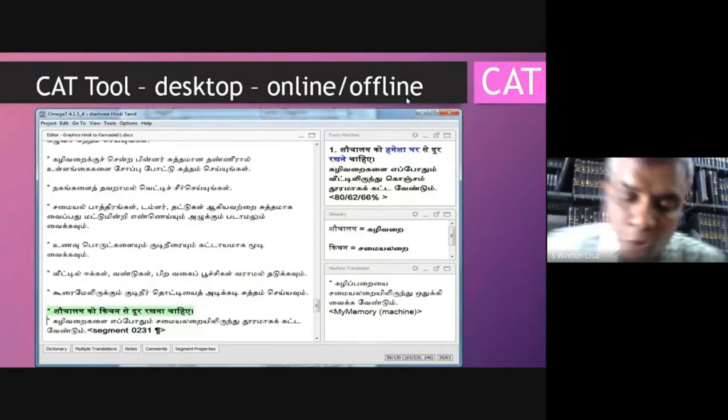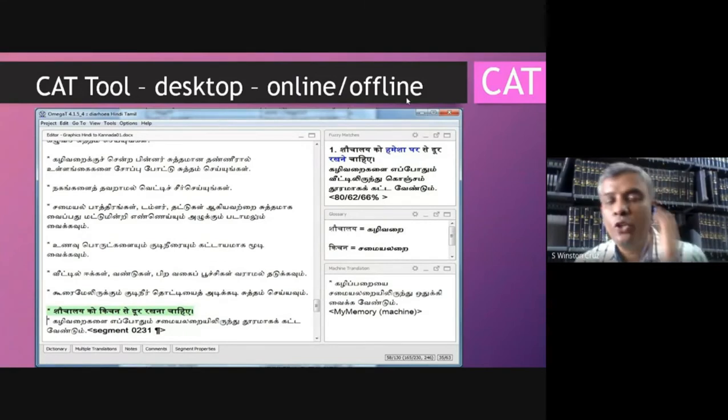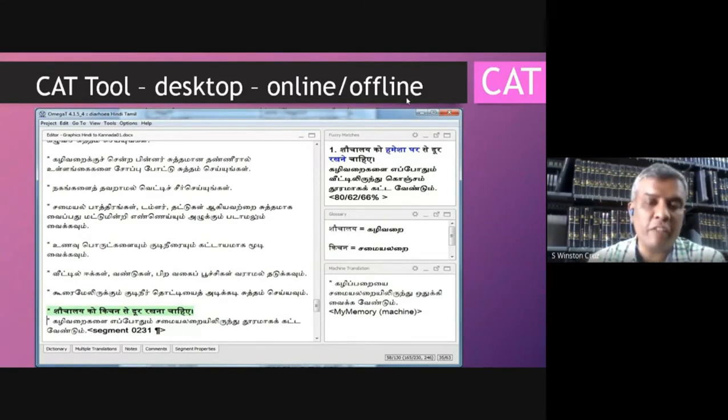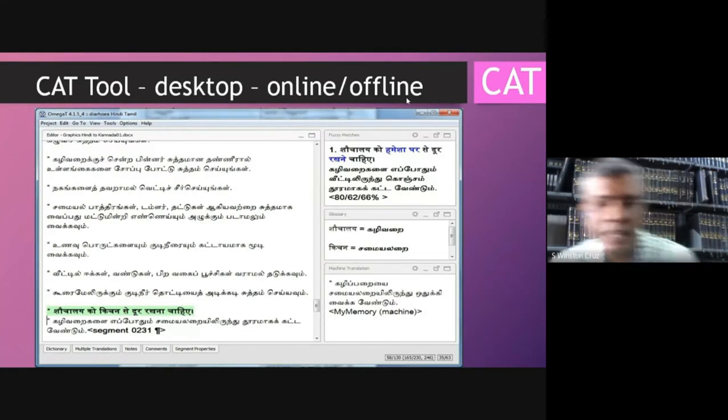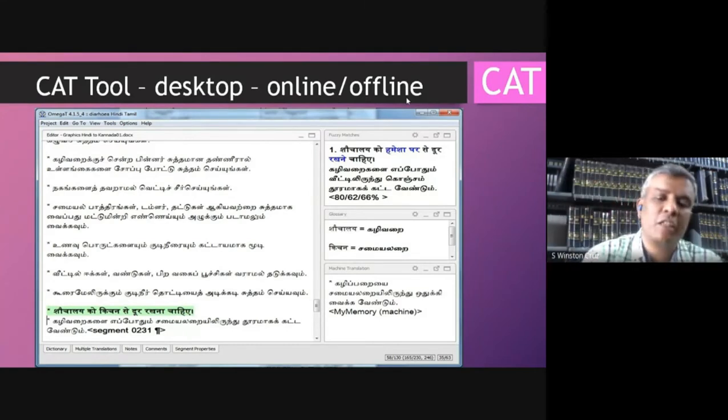So if there are 4 words in a sentence, and you have 3 words matching, that means it's a 75% match between the 2 segments. If two words match, it is 50%. It will be like that. So that is the fuzzy logic that it will bring out. Second one, you see on the right side after the top box, the next one after fuzzy matches.